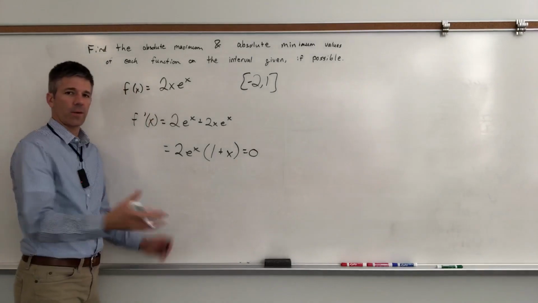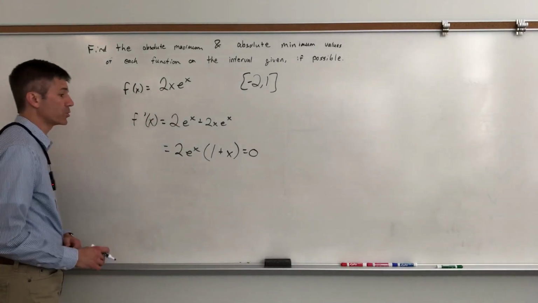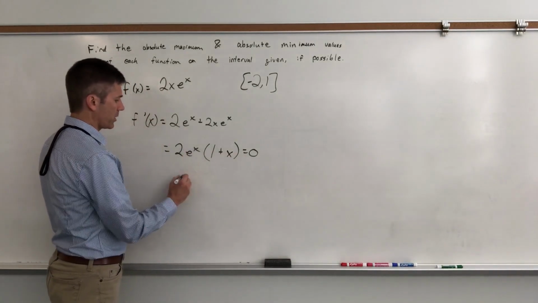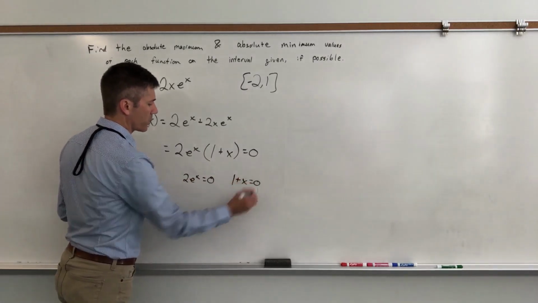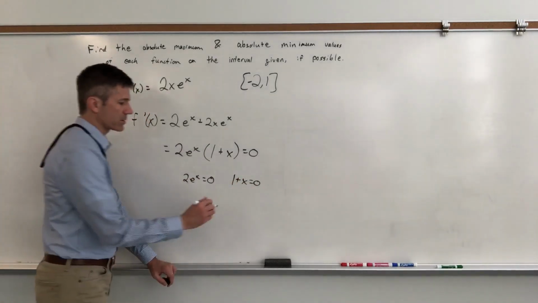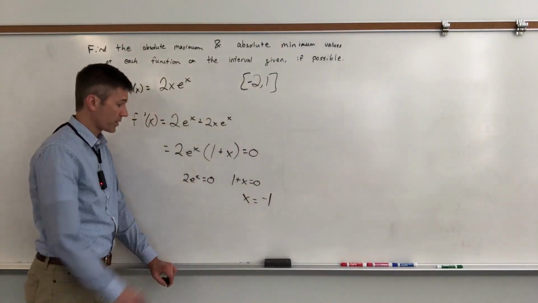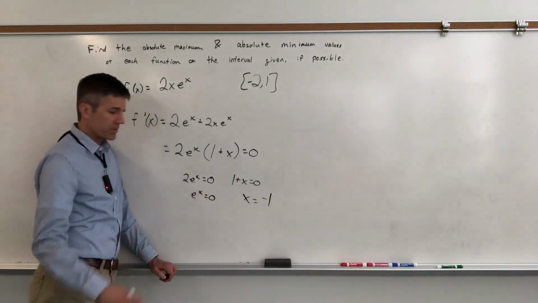So basically, I went ahead and factored, because it's factorable, there's a greatest common factor of 2e to the x. Factored it out. So if this equals 0, then either 2e to the x equals 0, or 1 plus x equals 0, and we have to consider all our options. Let's go for the obvious first. Let's go for the not so obvious second. E to the x would equal 0, divided by 2.